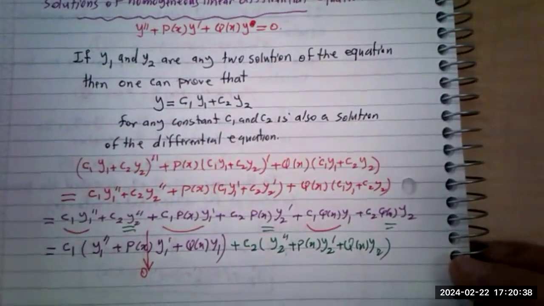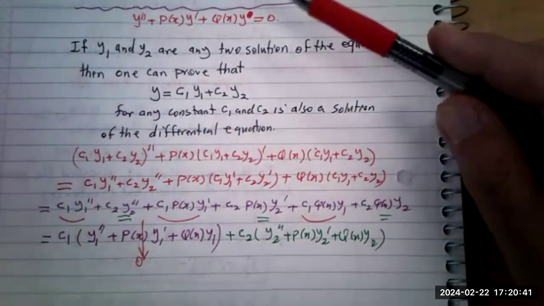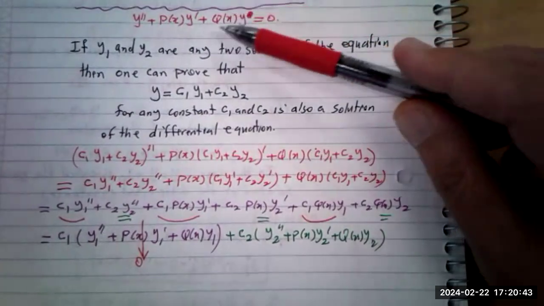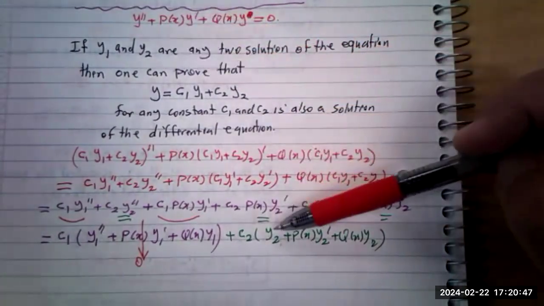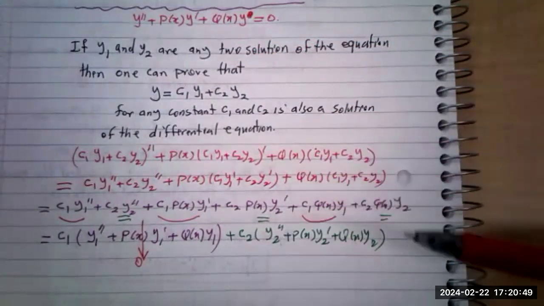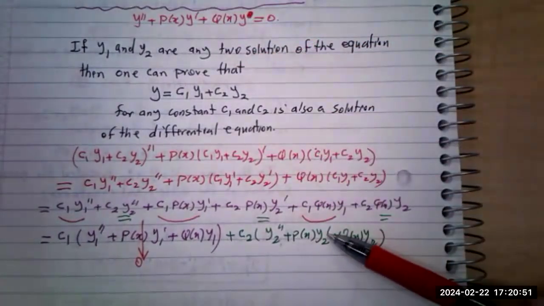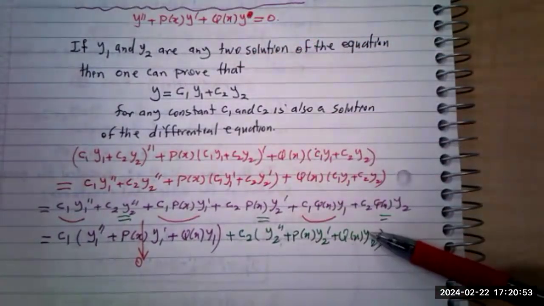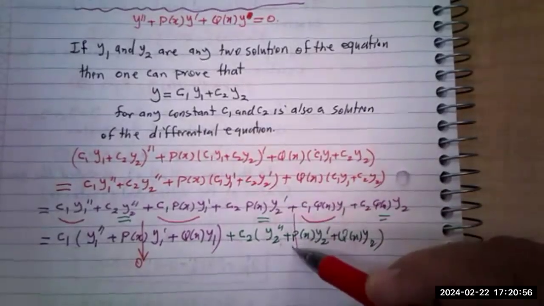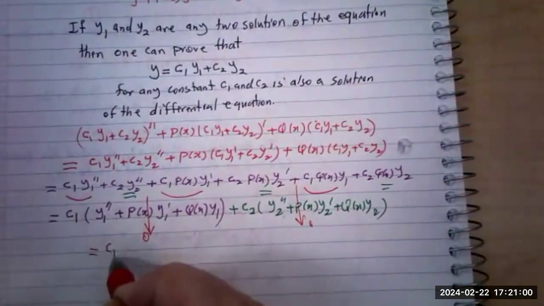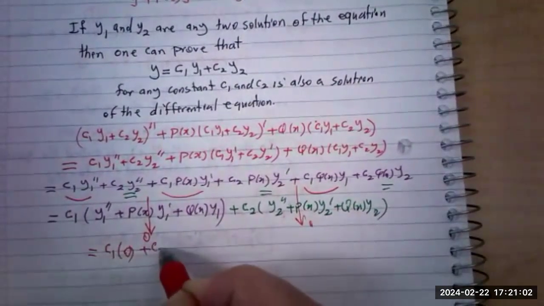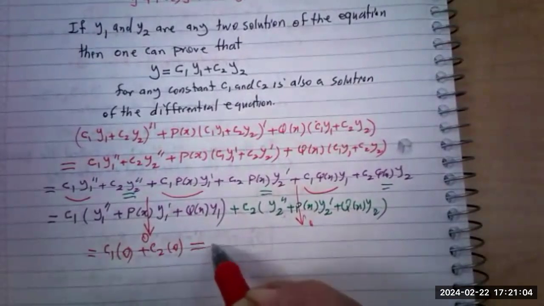Any question? Again, Y2 is a solution of this equation, so Y2 must satisfy this equation. So this would be Y2 double prime plus P(x) Y2 prime plus Q(x) times Y2, and this is also equal to 0. That's it. So what you have is C1 times 0 plus C2 times 0. The result would be 0.